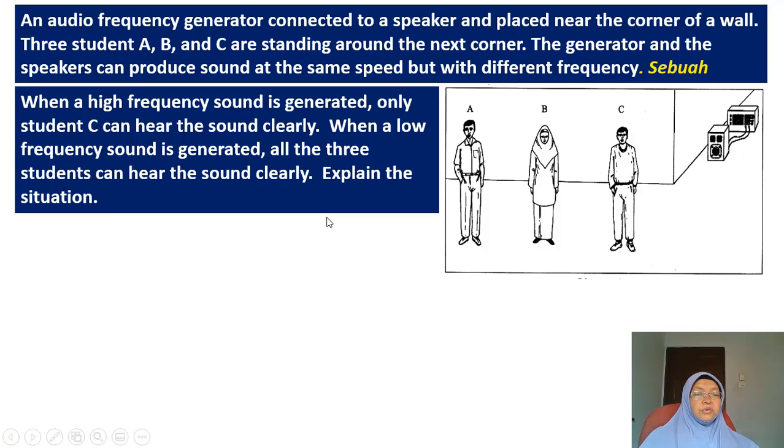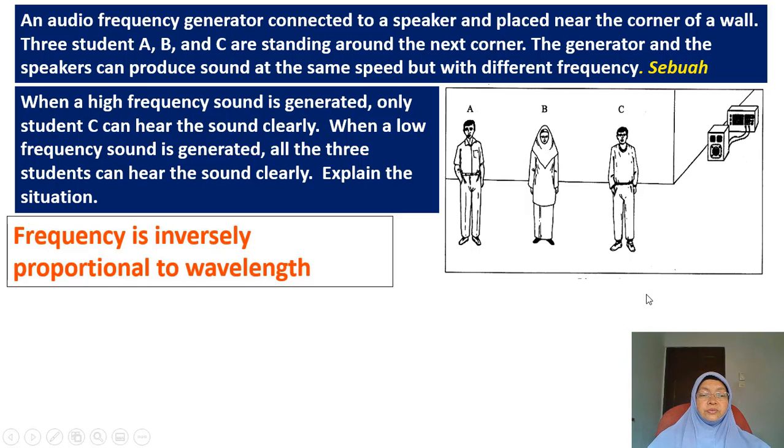Now we move on to sound waves. An audio frequency generator is connected to a speaker and placed near the corner of a wall. Three students A, B, C are standing around the next corner. The generator and the speaker can produce sound at the same speed but with different frequency. When a high frequency sound is generated, only student C can hear the sound clearly. When a low frequency sound is generated, all three students can hear the sound clearly. Explain the situation. So this is the radio with the speaker, and three students A, B, C.